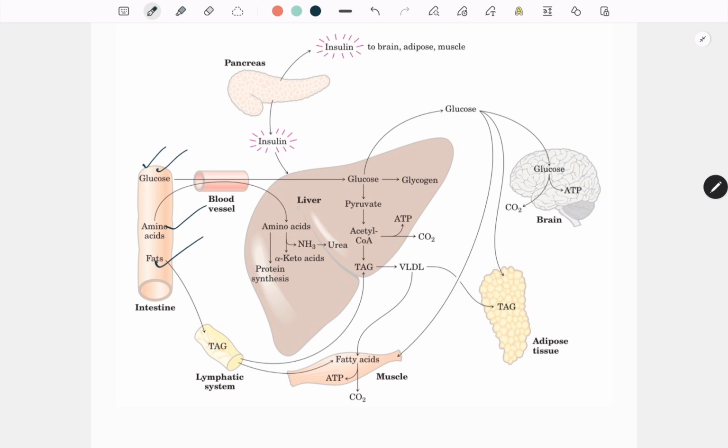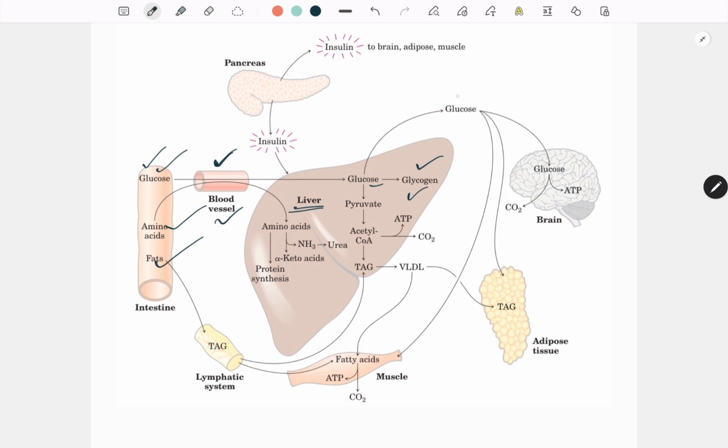This is the liver, and this glucose goes to the liver via blood vessels. These are the blood vessels, through which glucose goes to the liver. After reaching the liver, the glucose is converted into glycogen inside the liver. This process is known as glycogenesis. The formation of glycogen from glucose is called glycogenesis.